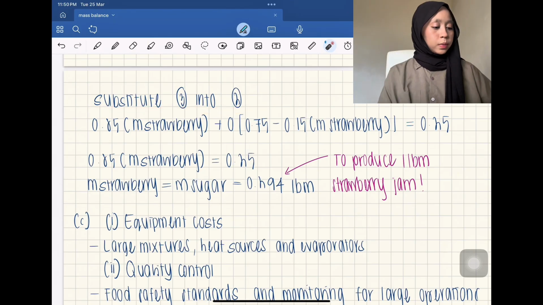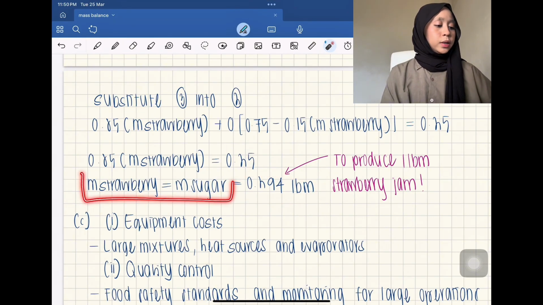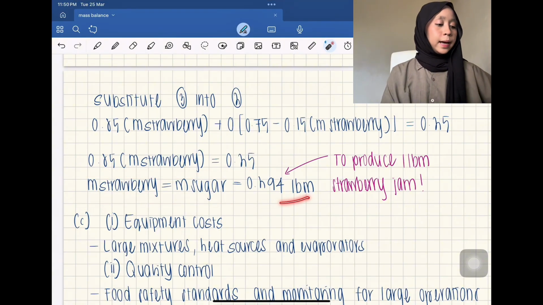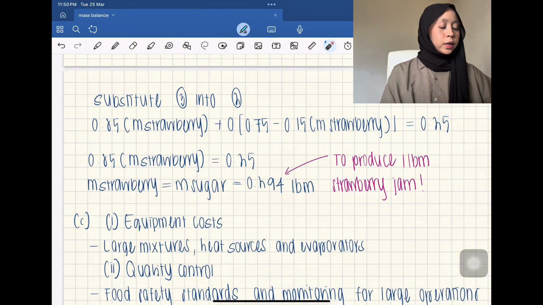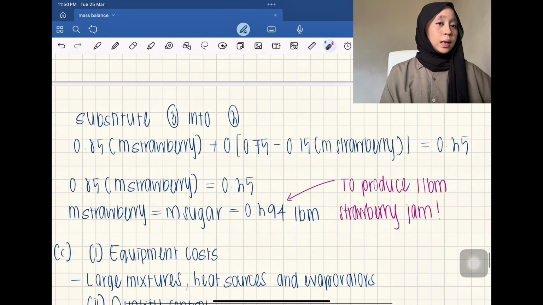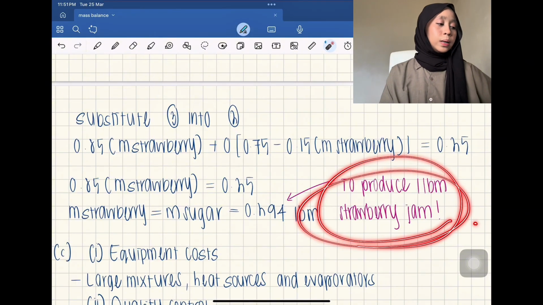So solving for m strawberry, we got m strawberry equals 0.294 pound, and since m sugar is equal to m strawberry, we can also conclude that m sugar is also equal to 0.294 pound. So right now, it already answered the question. We need 0.294 pound of strawberries and 0.294 pound of sugar to produce 1 pound of strawberry jam.